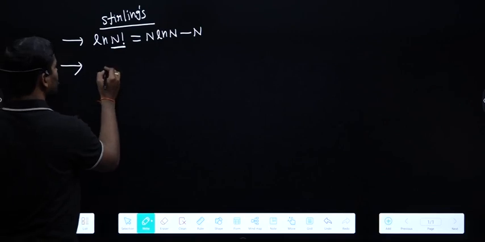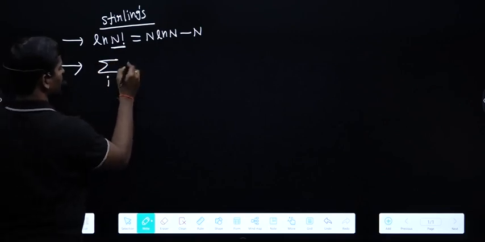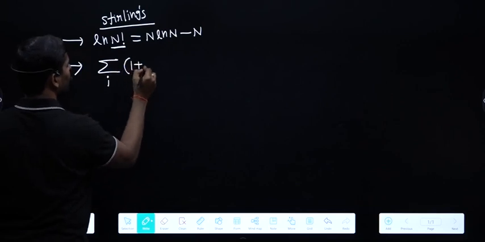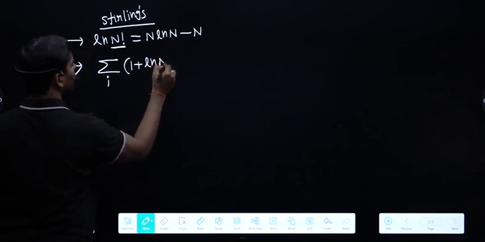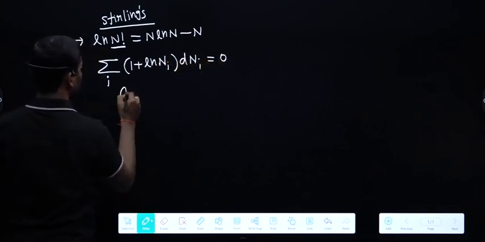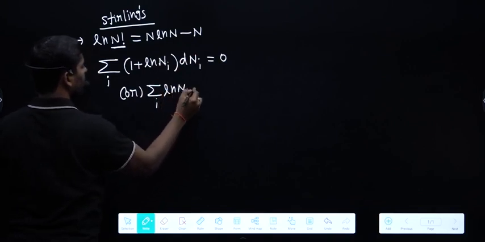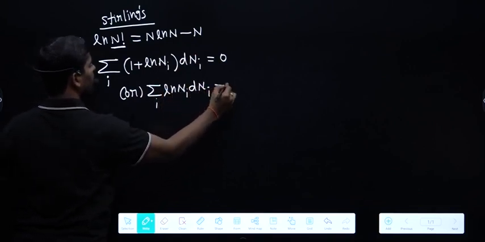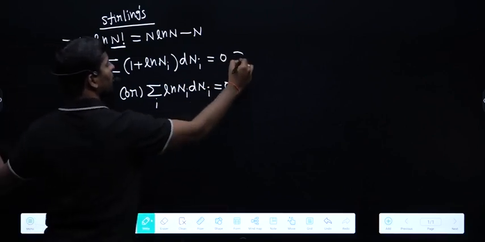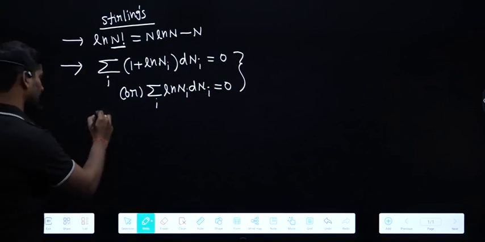Next one, what is the condition for the most probable distribution or dominant configuration? This is the formula: summation of (1 plus ln ni) dni is equal to 0, or we can write this as summation of ln ni dni is equal to 0. This is the condition for the most probable distribution or dominant configuration.